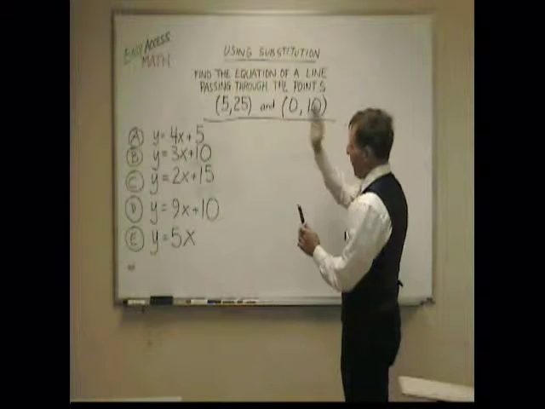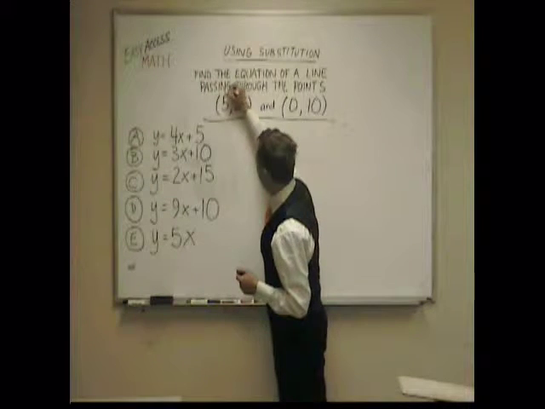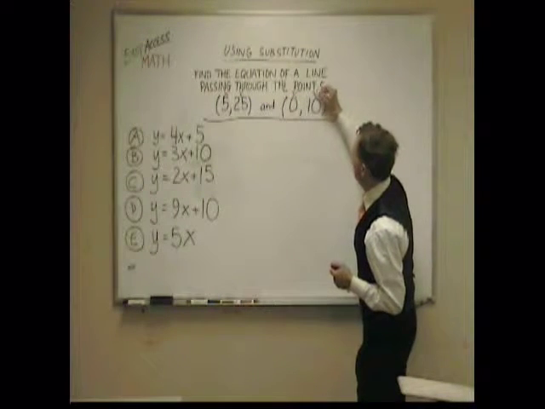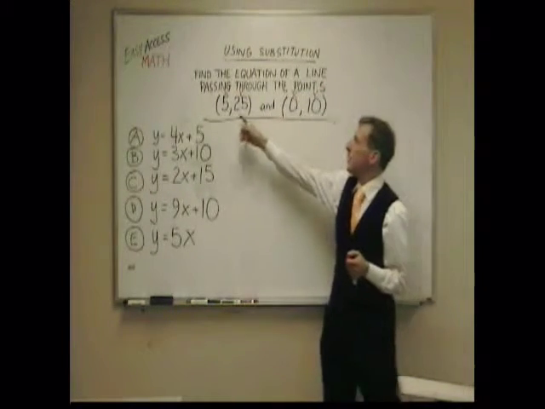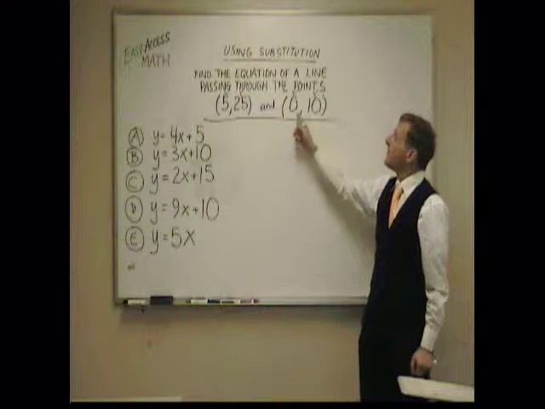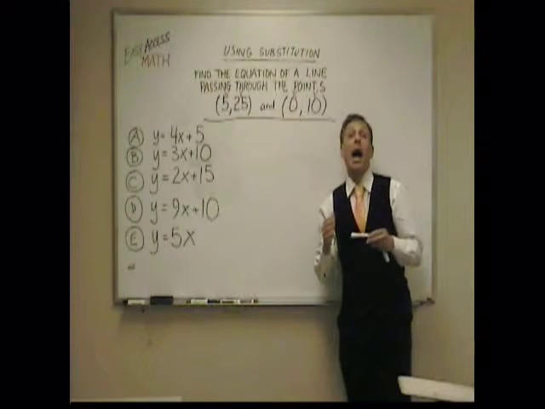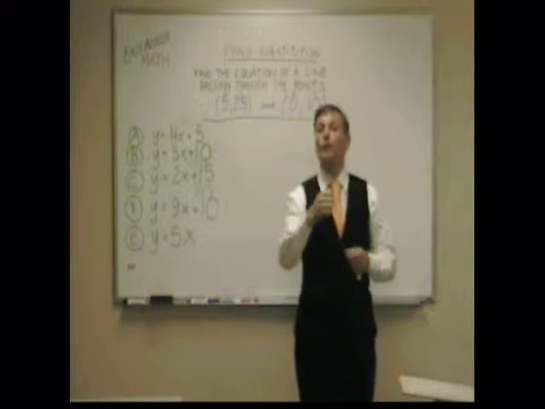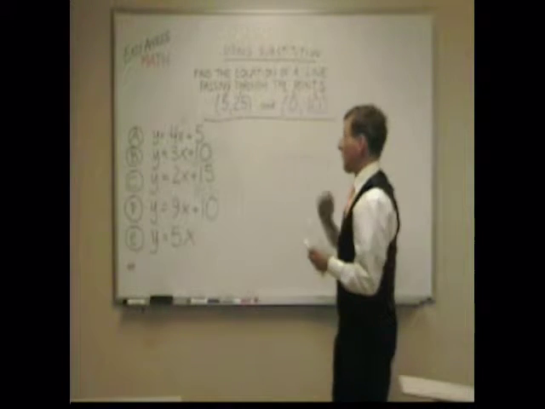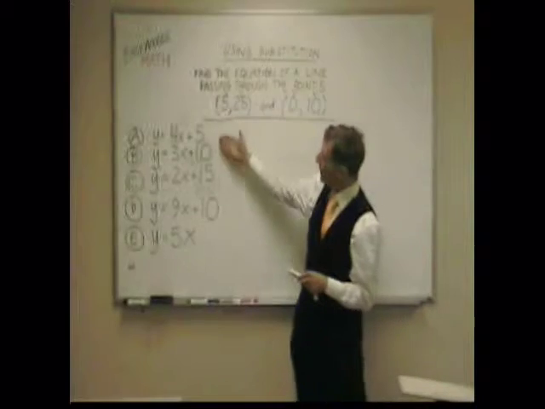Now, remember, with each point, the first variable is always x, and the second is always y. So I'll label those right away. So I have one point where the x is 5 and the y is 25, and I have a second point where the x is 0 and the y is 10, and I'm going to find an equation that works for both of these points, both of these coordinates. And that would be the equation of a line passing through those two points. And I'll do it one at a time. I have five choices here.